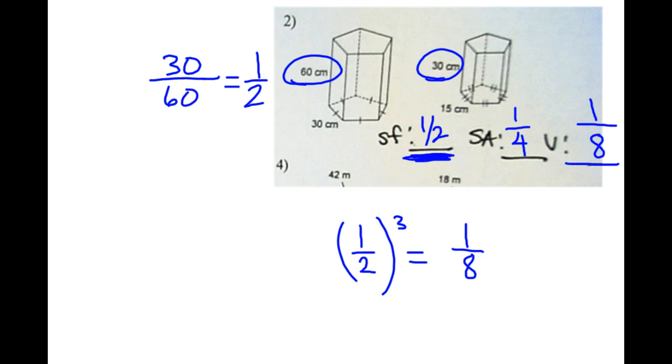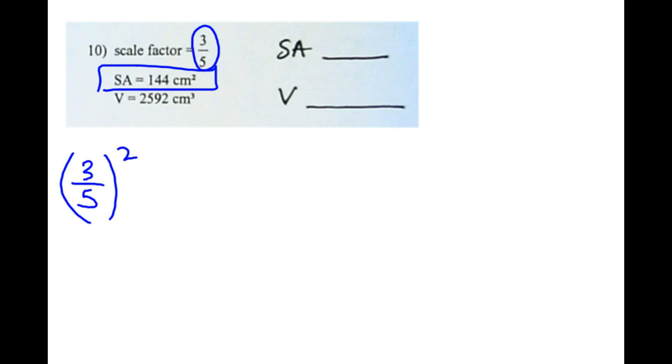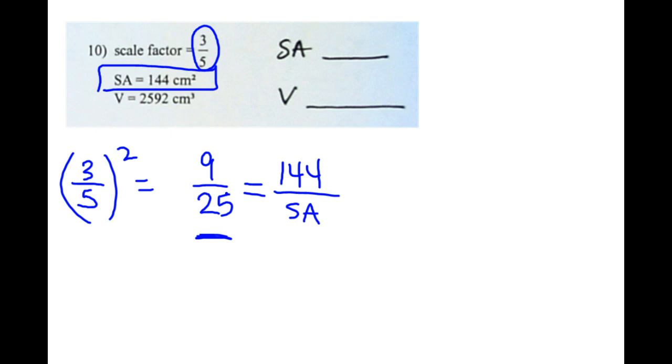Then we did some problems where they give me the scale factor and I had to find surface area and volume, the missing pieces. To find the missing surface area, I have to take my scale factor, and rather than using that, I have to square it. I use this to set up my proportion. So small over big. The directions told me this was the small surface area. I'm trying to find the big surface area. So I cross multiply, then divide, and I get my missing surface area.